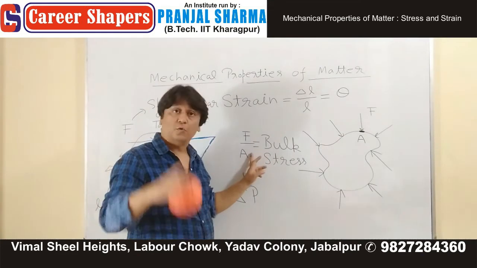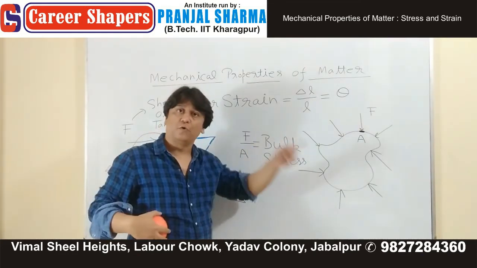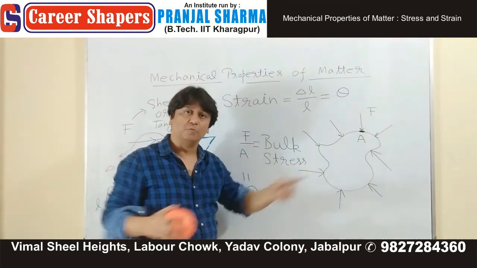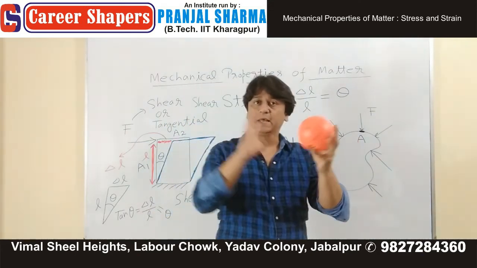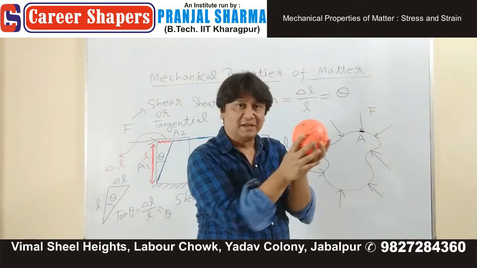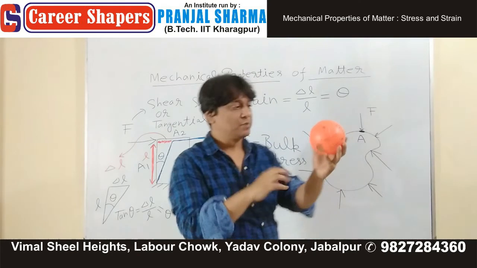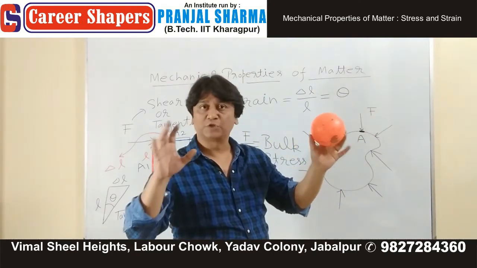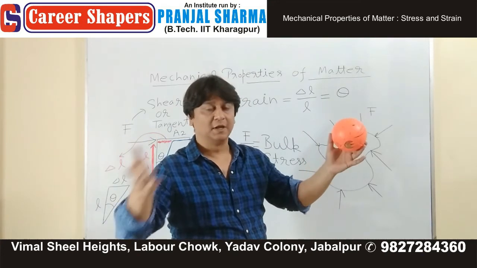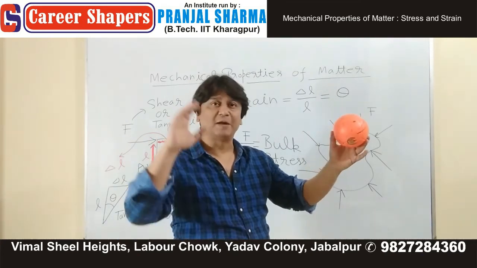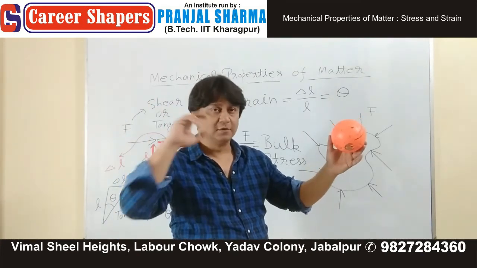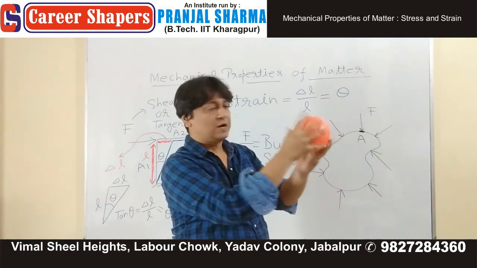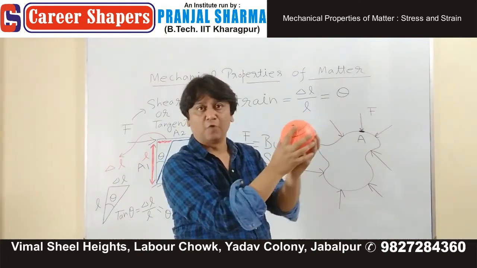Force upon area. Which force? That force which changes the volume. This ball is already having some volume. Is atmospheric pressure present? Yes. Let's say atmospheric pressure is 10, just so that we can understand. So atmospheric pressure is 10, it has certain volume.